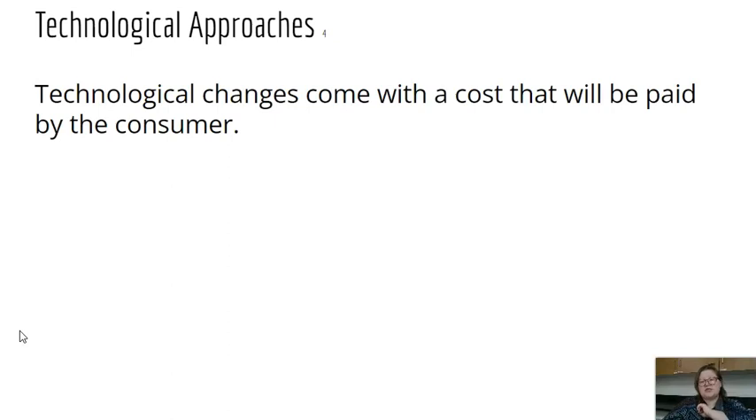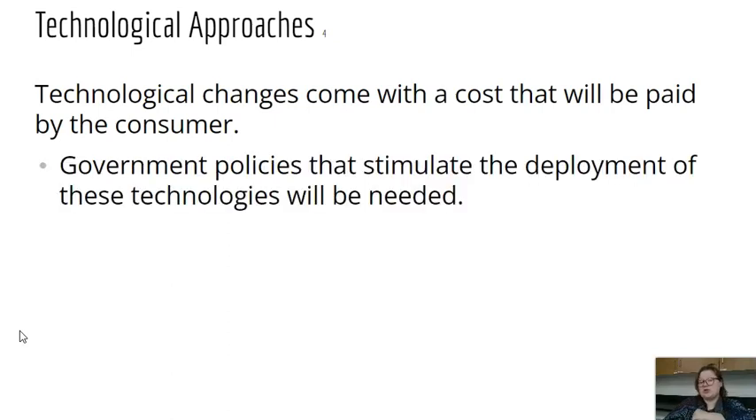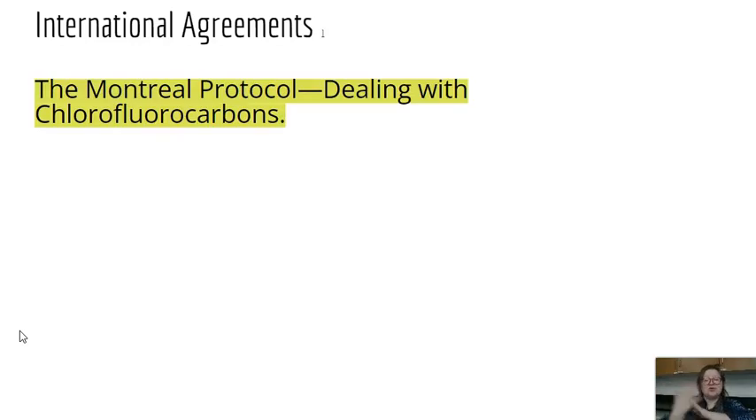Technological changes come with a cost that will be paid by the consumer, so it does mean an increased cost for us. Government policies that stimulate the development of these technologies will be needed, meaning government is kind of making that happen. And this is an international concern, so we need international agreements, which we have had.